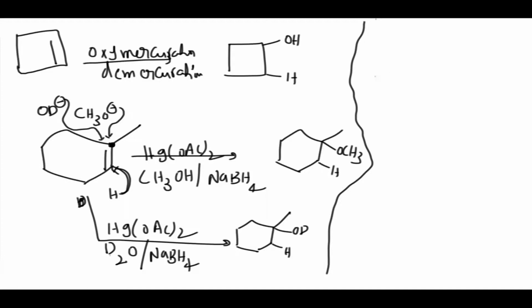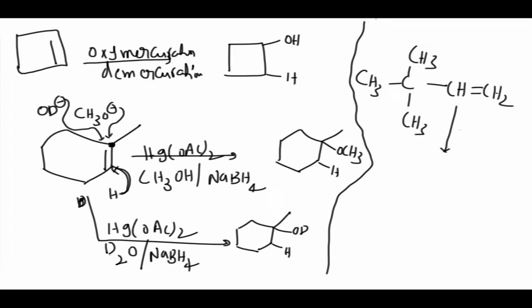Let me take another example also. CH3, CH double bond CH2. Then this is treated with HgOAc twice, and another thing, CH3COOH and NaBD4. So in this CH3COOH, what is the nucleophile?